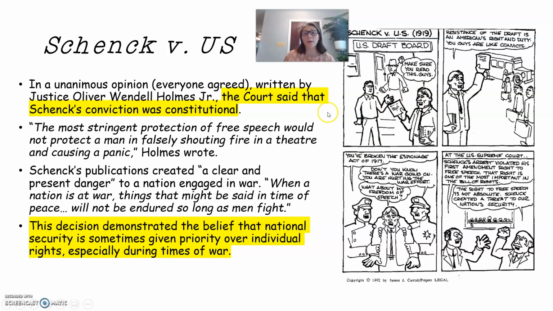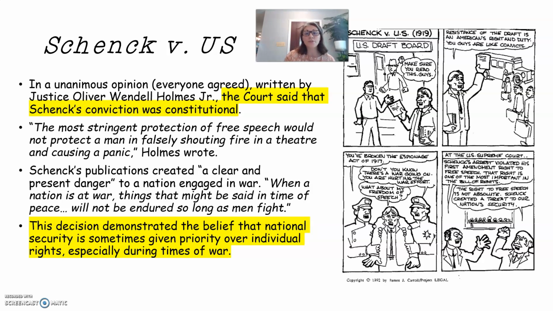And I like this quote because I think it sums up exactly what the court says. When the nation is at war, things that might be said in a time of peace will not be endured as long as men fight. So this decision demonstrates the belief that national security is sometimes given priority over individual rights, especially during a time of war. So when we are at war, you do not have as many freedoms as when we are not in a time of war. And that's what Schenck versus the U.S. says.